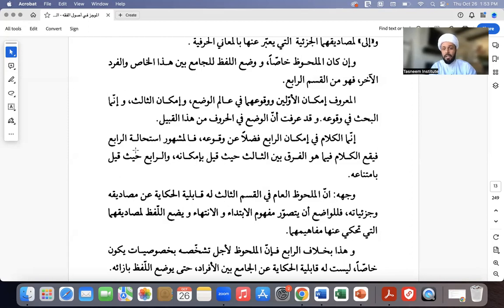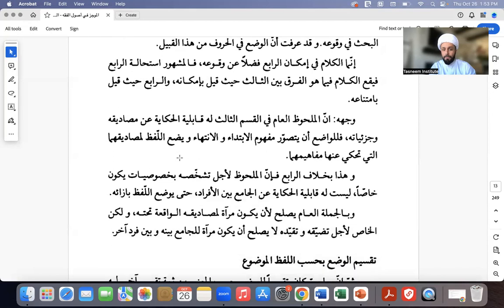فالمشهور استحالة الرابع. What is mashhur, what is well known among the ulama, the scholars of Usul al-Fiqh, is that the fourth type of designation is impossible. It's impossible to consider a specific meaning and then coin a general term. Why? فيقع الكلام فيما هو الفرق بين الثالث حين قيل بإمكانه والرابع حيث قيل بامتناعه. So one would ask, how is it possible that the third type of designation is possible while the fourth type of designation is not possible?